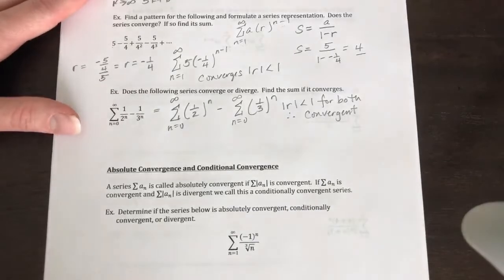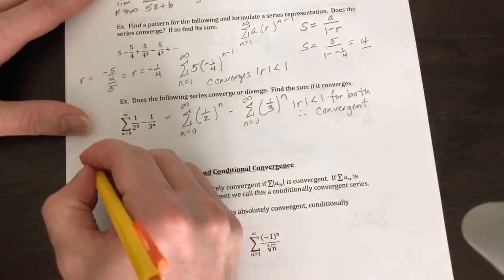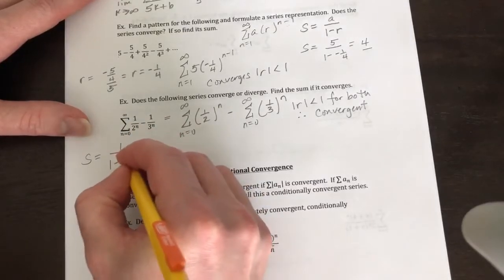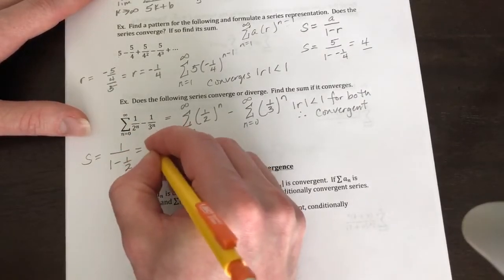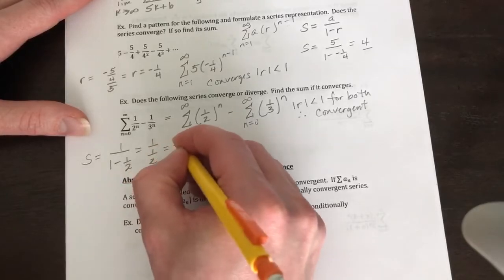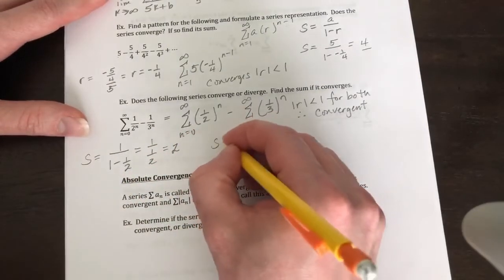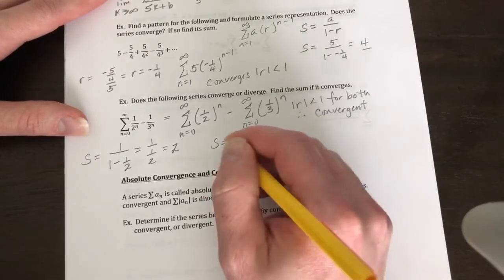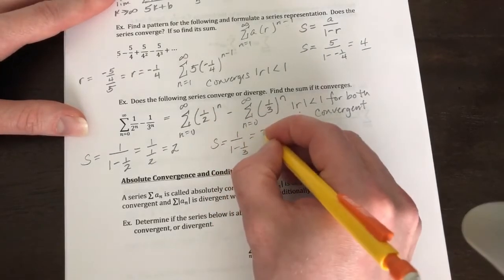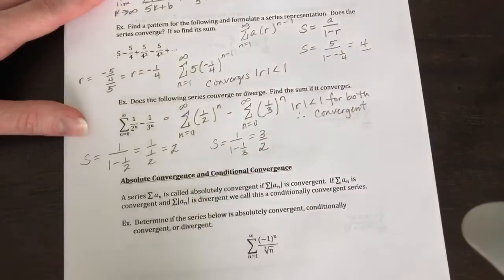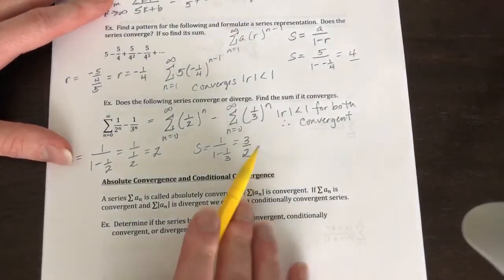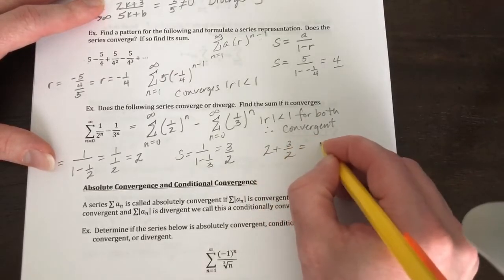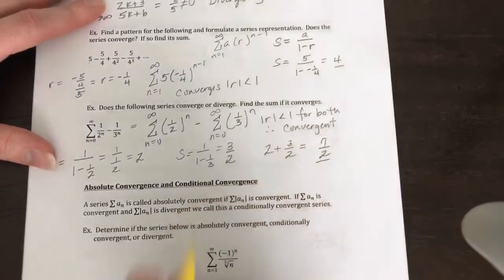Now I want to find the sum. So what we're going to do is two individual sums for this. Your first term is going to be 1 over 1 minus 1/2, which is 2. And I'm going to do the same thing over here. 1 over 1 minus 1/3 should come out to be 3/2. Okay, and I'm just going to add them both together. So I'm going to do 2 plus 3/2, so it should be 7/2 is my sum.